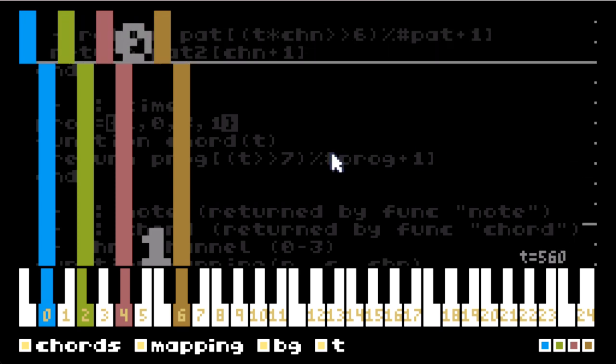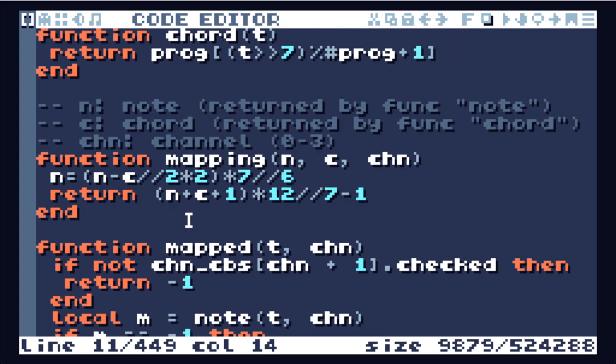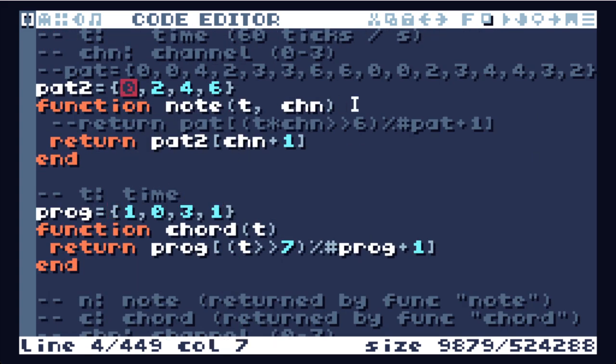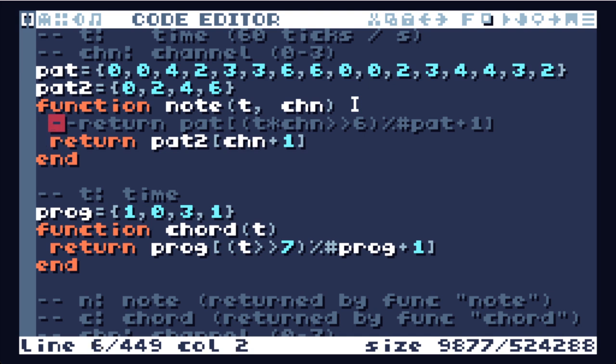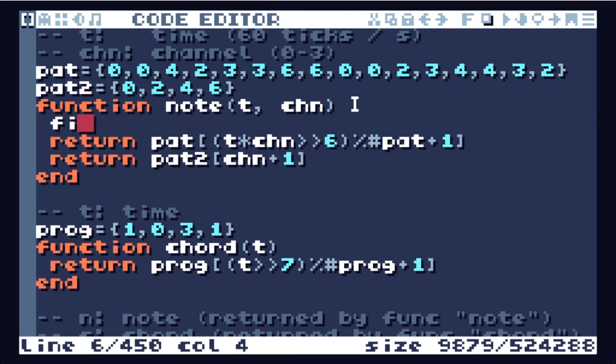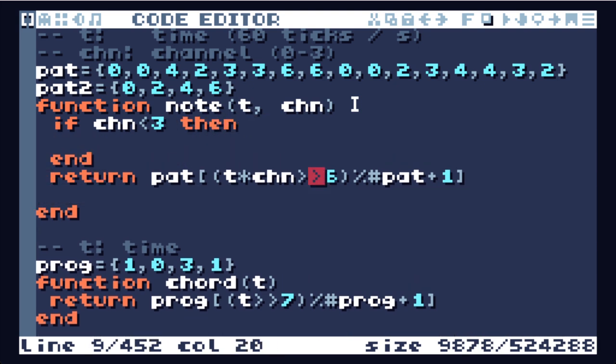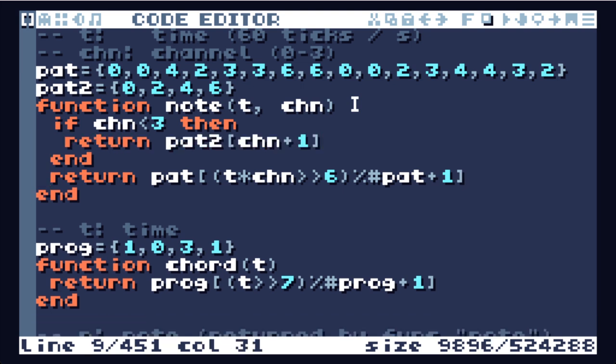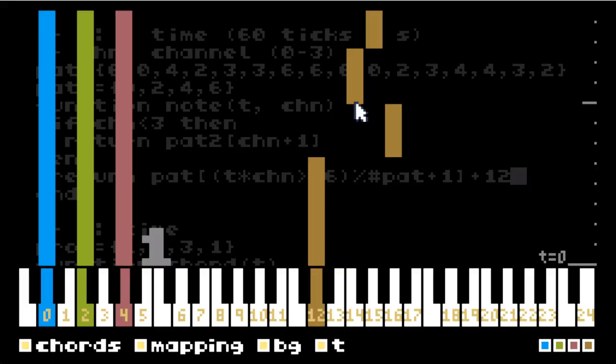And now we can bring back the melody. So for example, let's have 2 patterns. So for the first 3 channels, we're just going to play the chords. So that's going to be from the pattern 2, which has the chords. And for the 4th channel, we're just going to play some melody, and we're going to move that up by 2 octaves. 12 is now 2 octaves, so that the melody is playing higher than the chords. So let's see what we get.